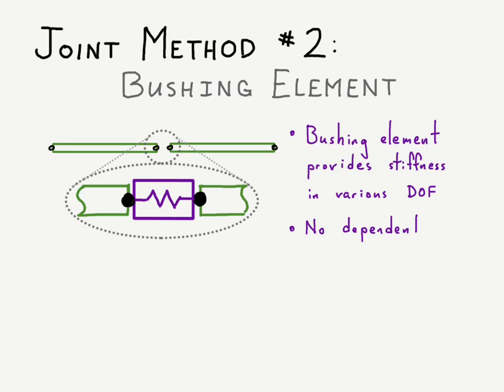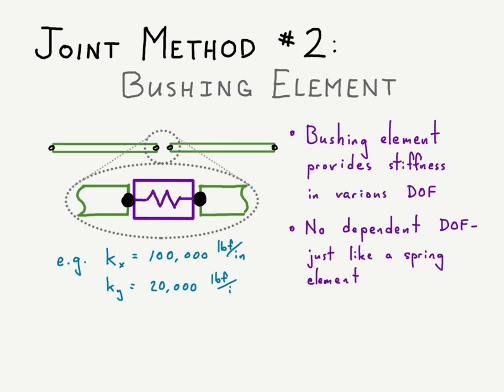There are no dependent degrees of freedom. This thing behaves just like a regular spring element, where you would just have stiffness values that describe the behavior, or the relationship, between those nodes moving relative to each other. So for example, you might specify the stiffness in the x direction at 100,000 pounds per inch, y direction 20,000 pounds per inch, and rotational stiffness at 5,000 pound-inch per radian. All right, so now that's a bushing element.